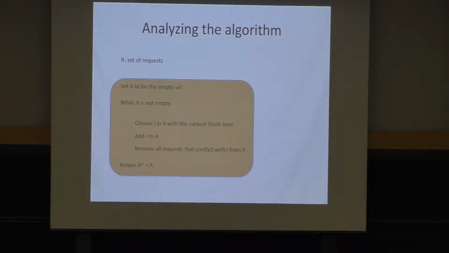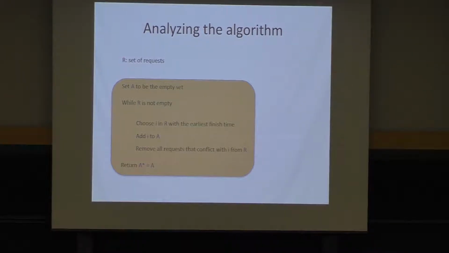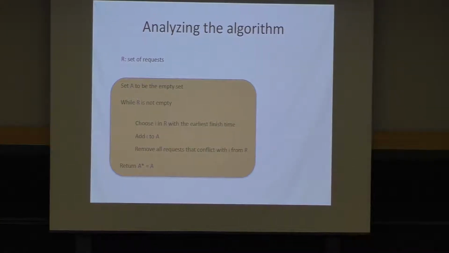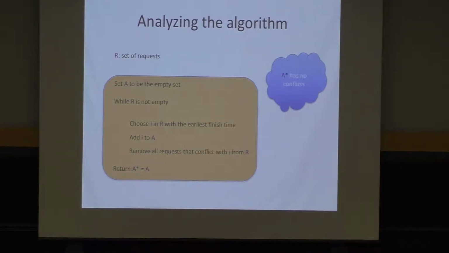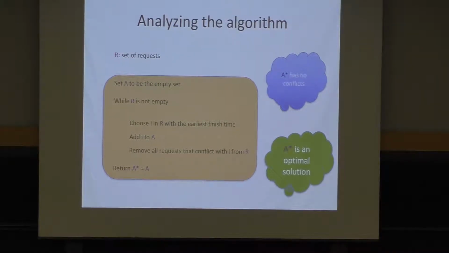You put I into whatever you want to output. And then you remove all requests that conflict with I. An important point to remember is that I conflicts with itself, so at the very least, you're removing one job from the loop. So we have seen that the output has no conflicts, and we also argued last time that it's indeed an optimal solution, i.e., among all possible valid schedules, it schedules the maximum number of intervals.